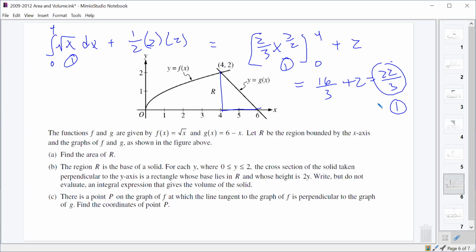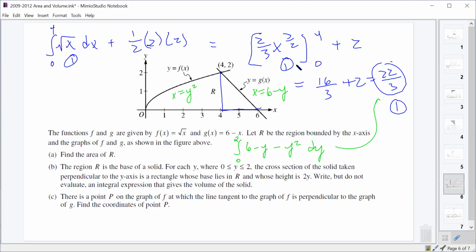And you could have also done it in terms of y. And so this function would have been x equals y squared, and this function would have been x equals 6 minus y if you rearrange each of them to solve for x. And so you'd have done the right function minus the left function, dy, from the lowest y value to the highest y value. And you'd have to integrate that and evaluate it out, and you'd get 22/3. And so it'd be 1 point for the right setup, 1 point for the right integral, and 1 point for the right value of 22/3.